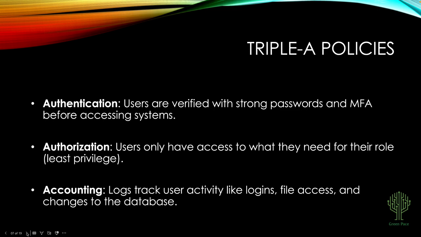The AAA framework stands for Authentication, Authorization, and Accounting. Authentication ensures only verified users can access the system and encourages strong passwords, multi-factor authentication, and secure login sessions. Authorization limits what each user can do based on their role. Users can access just enough in the system to complete their tasks and nothing more, aka least privilege. And accounting tracks users' activity, such as logins, accessing files, and database changes. This layered approach gives us both control and visibility into system access and behavior.